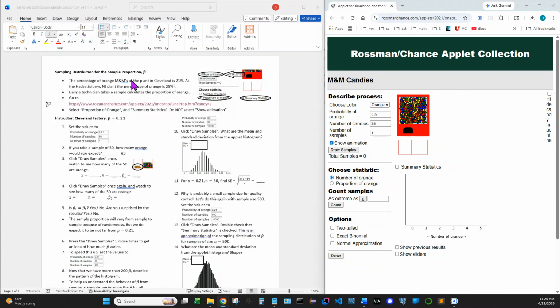So to do that, we're going to use this Rossmann Chance app. So click on this and it'll open up this website here. So there's a few things we want to do. We want to make sure that we choose the proportion of orange, and we want to turn on the summary statistics, and we do not want to show the animation. So I want to make sure that that is off and not selected.